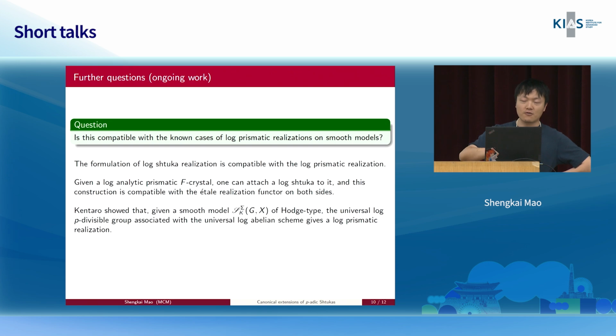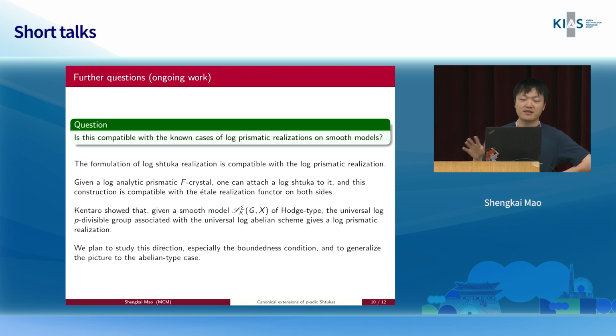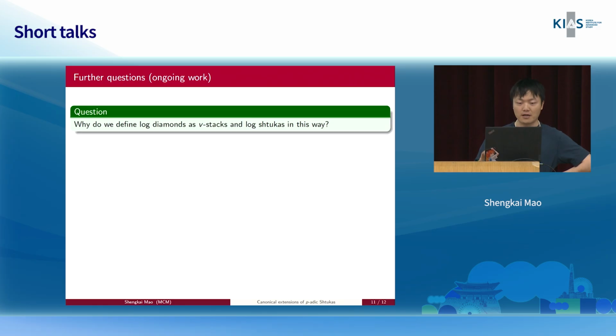So this is one picture, and now it's not complete because in Kantaro's work, the boundedness condition by mu is not checked. So together with Kantaro, we will study in this direction and fulfill this picture on the log p-adic Hodge theory side.